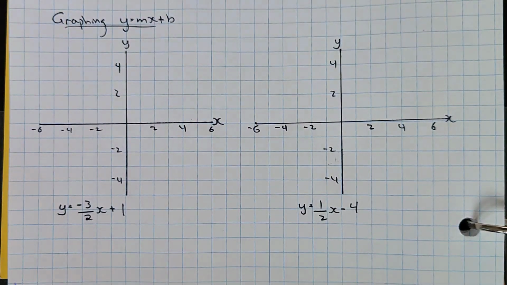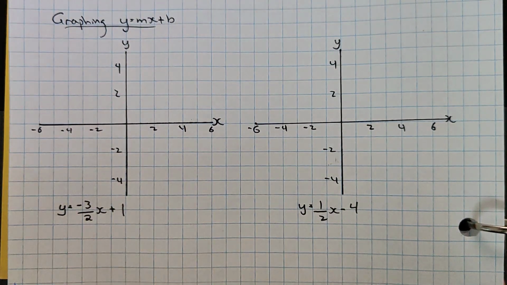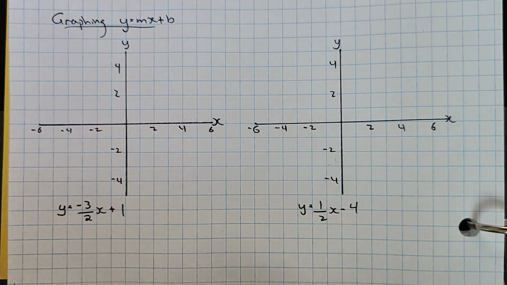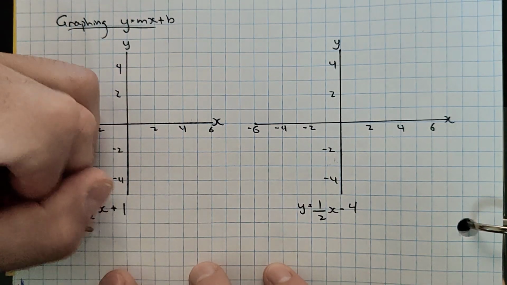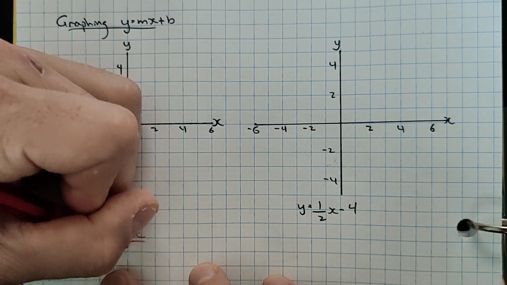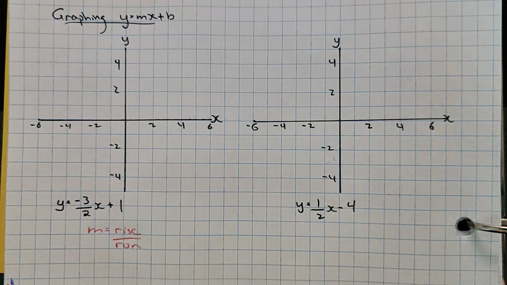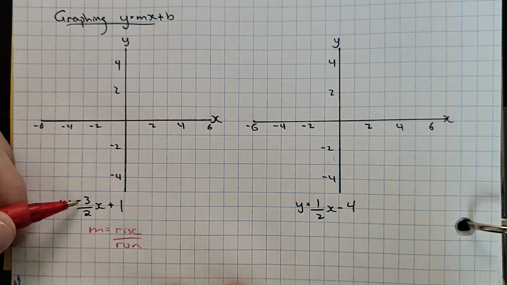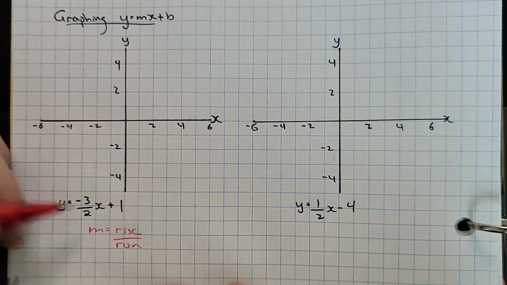All right, we're going to just take a quick look at reviewing graphing y equals mx plus b. When we're working with y equals mx plus b, we are looking at the slope-intercept form. Remember that slope, the m value, is the rise over the run. Now, I prefer to associate any negative value for the rise and run, such as this case here, 3/2.